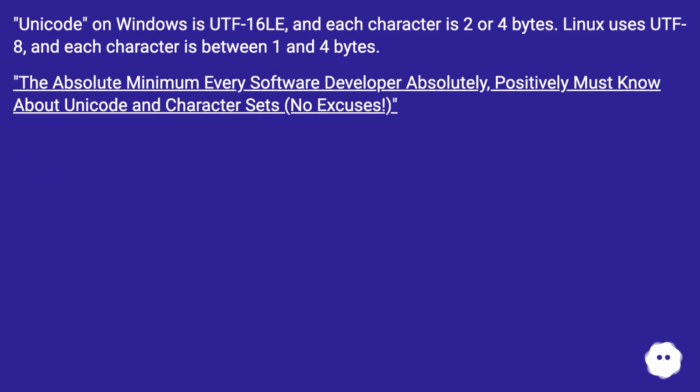Unicode on Windows is UTF-16 LE, and each character is 2 or 4 bytes. Linux uses UTF-8, and each character is between 1 and 4 bytes. The absolute minimum every software developer absolutely, positively must know about Unicode and character sets, no excuses.